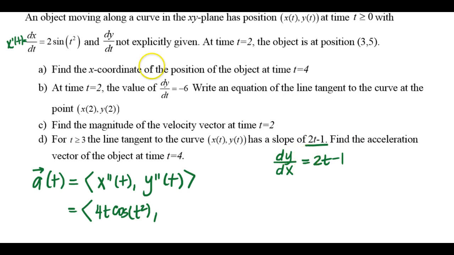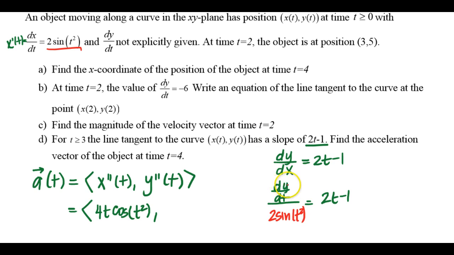How do I make the transition? How do I get to dy/dt? Well, what do I know about dy/dx? That's dy/dt over dx/dt. So this has to equal 2t minus 1. So again, what am I searching for? I'm searching for dy/dt. Well, I know dx/dt. I can make that replacement. So I'm going to go ahead and do that in a different color here. So I'm going to replace dx/dt with what I know dx/dt to be, 2 sine of t squared.